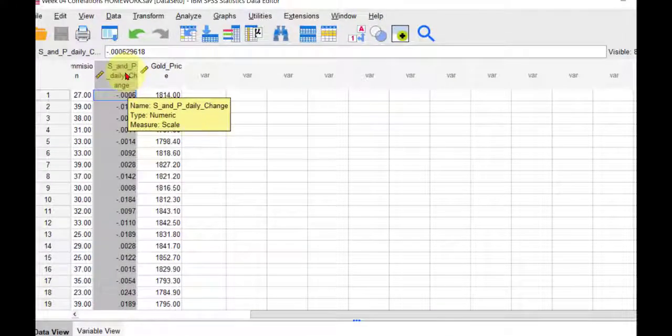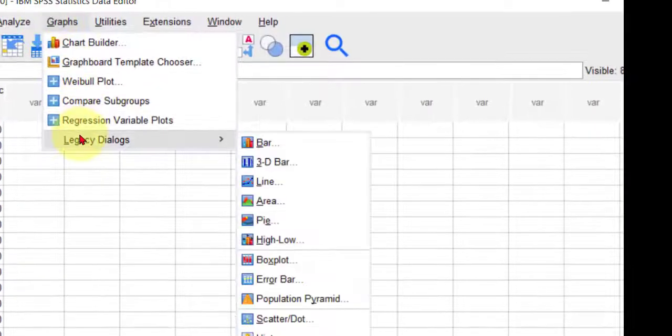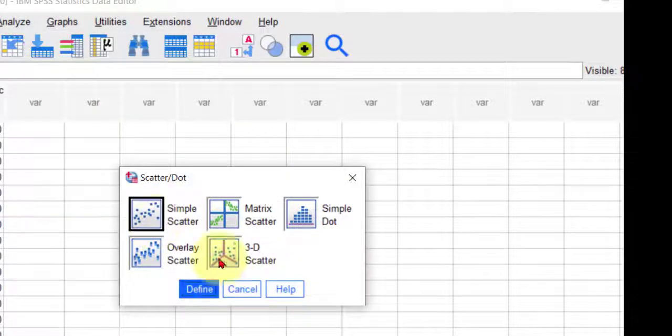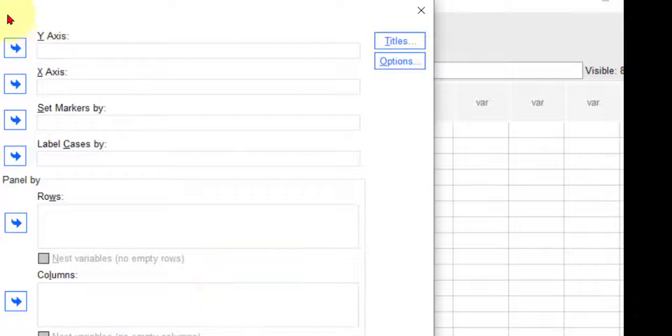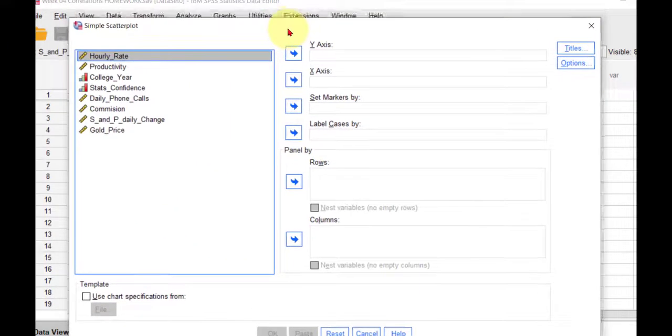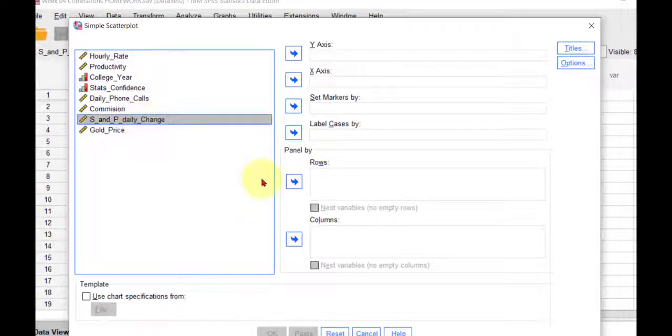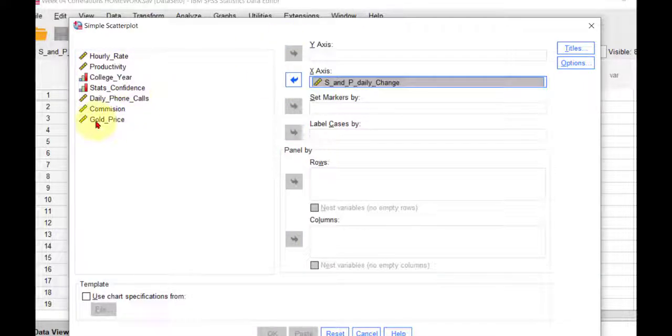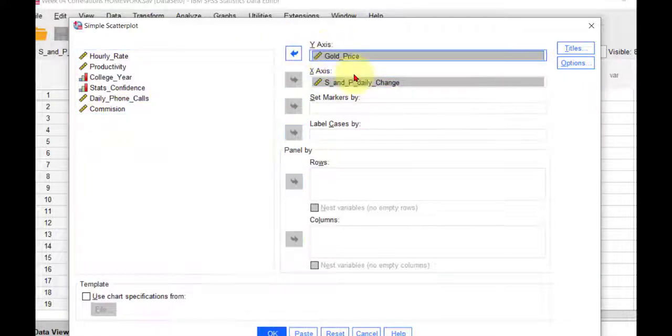Now, what I want to do first is run a scatter plot. We're going to run a scatter plot first. So let's go ahead and put a scatter plot in there, legacy, and they're called scatter/dots. It'll be a simple one. Okay. And we'll put in the daily change. We'll make that the x-axis, and the price of gold the y. It really doesn't matter which is which, what we're doing here. And I'm going to click OK.